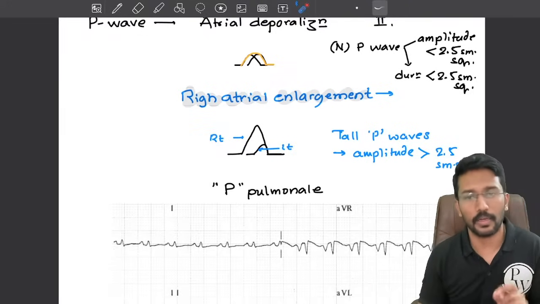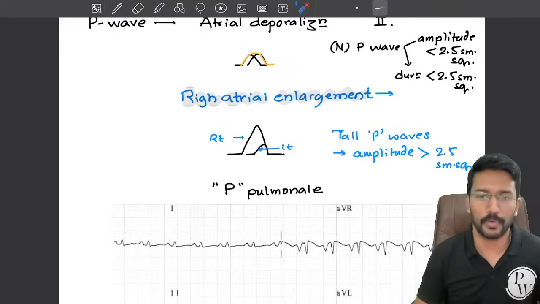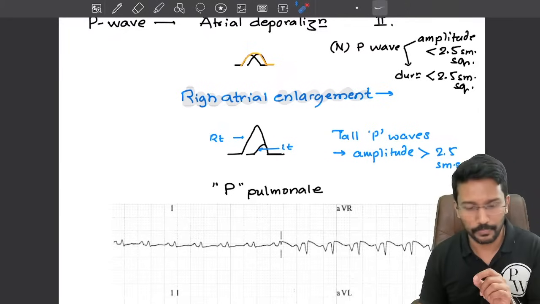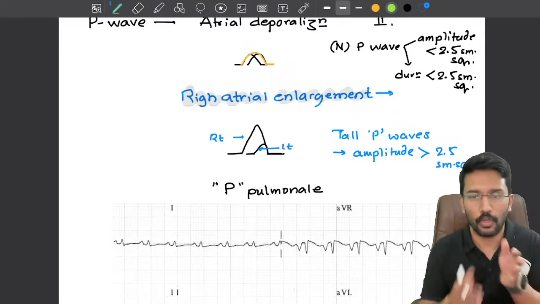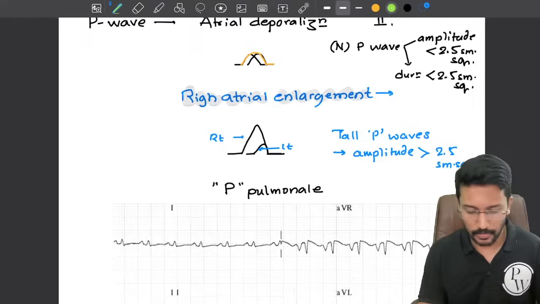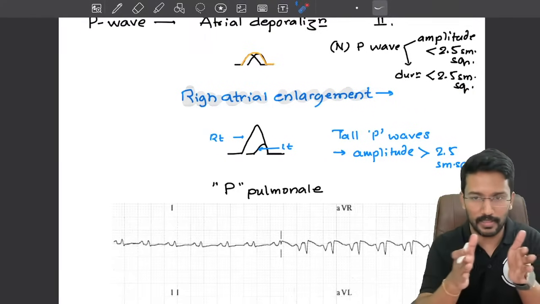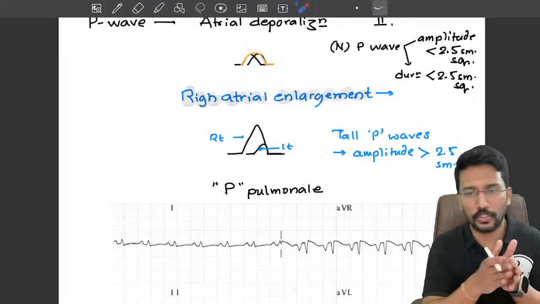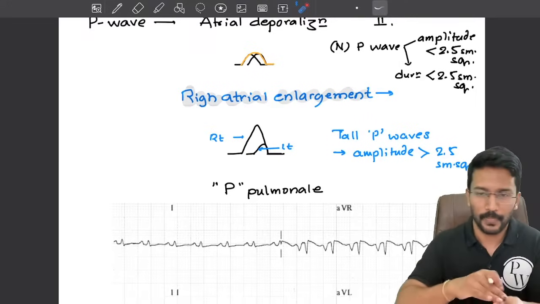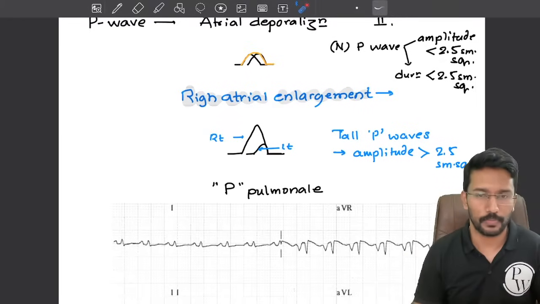Now remember here, one small square on a normal ECG in terms of height represents 0.1 millivolt, right? And one small square in terms of width represents 40 milliseconds, right? So in terms of the P wave duration, it should be less than 100 milliseconds, less than 2.5 small squares in terms of horizontal width, and less than 2.5 small squares in terms of height or amplitude.